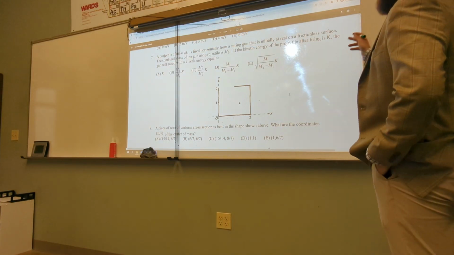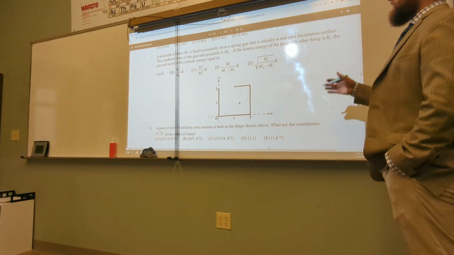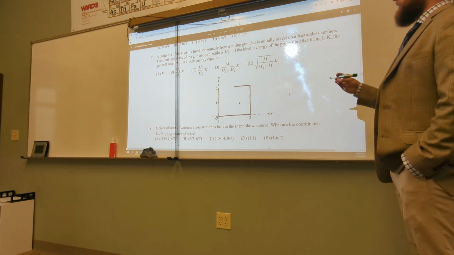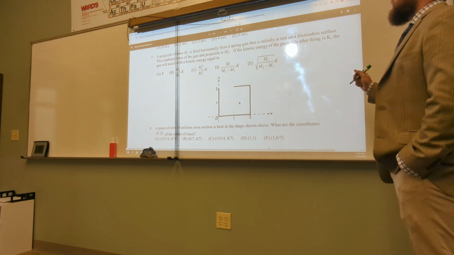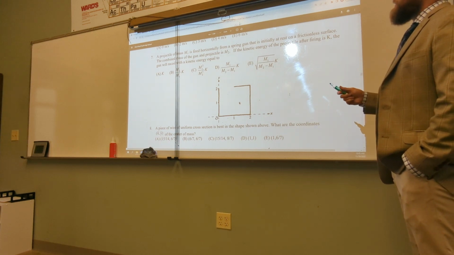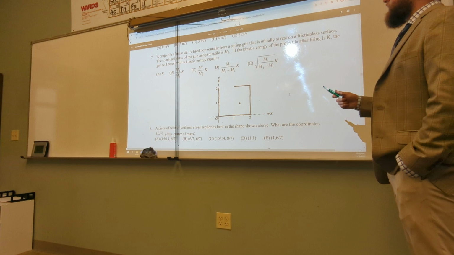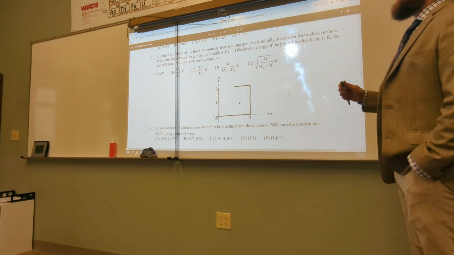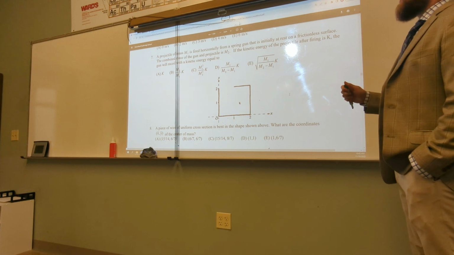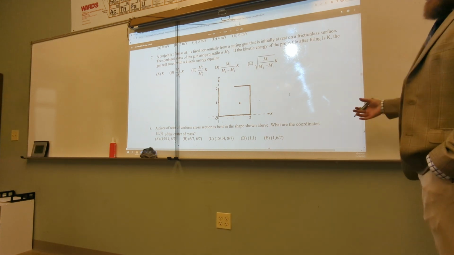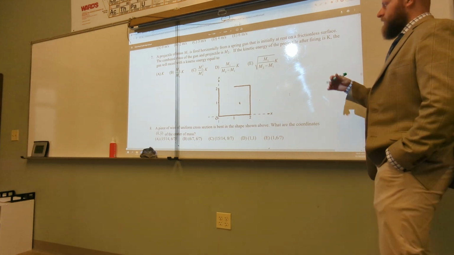Hello, let's look at number 7. A projectile of mass m1 is fired horizontally from a spring gun that is initially at rest on a frictionless surface. The combined mass of the gun and the projectile is m2. If the kinetic energy of the projectile after fire is k, the gun will recoil with a kinetic energy equal to what? So, first of all, let's go ahead and set this up.